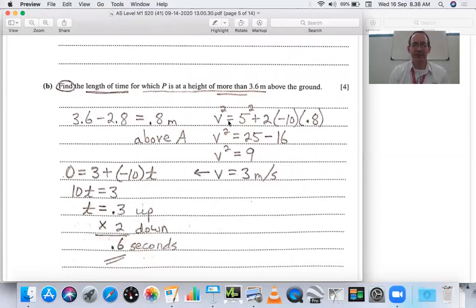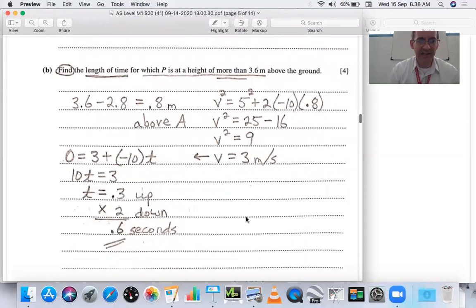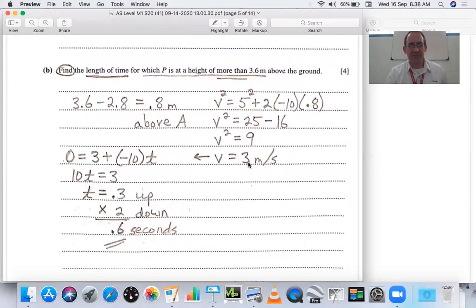So again, we use v squared equals u squared plus 2as. Well, now our s is a specific point that we're looking at, 0.8 meters. We solve for that, and we get the velocity at that particular point to be 3 meters per second. So now we can figure out the time that it takes for particle P to get from 3 meters per second all the way to the top, which is 0 meters per second.